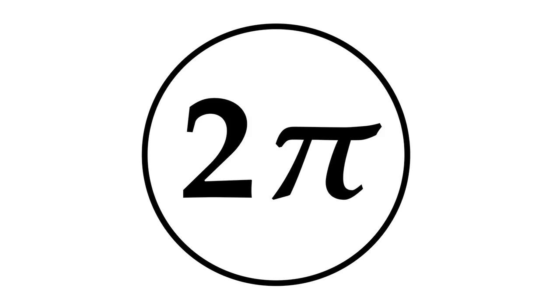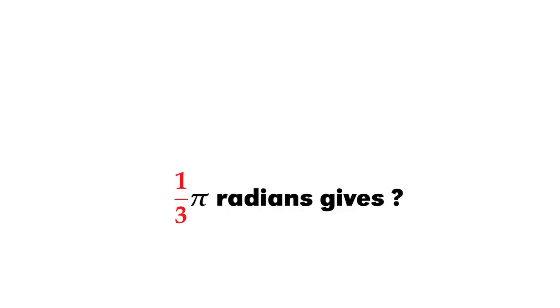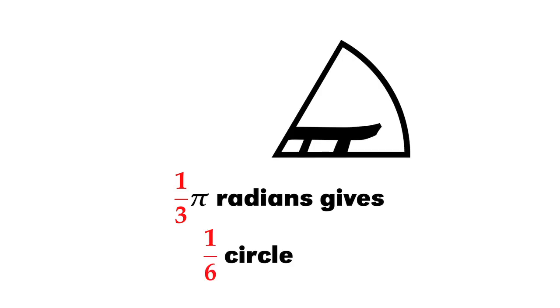That's just crazy. What if we take 3 quarters of a circle? Here, 3 quarters of a circle corresponds to 3 halves of pi. That's crazy too. How much of a circle does 1 third pi radians correspond to? Well, 1 third pi radians actually corresponds to 1 sixth of a circle. Definitely, definitely crazy. Now, let's see what happens when we use tau.